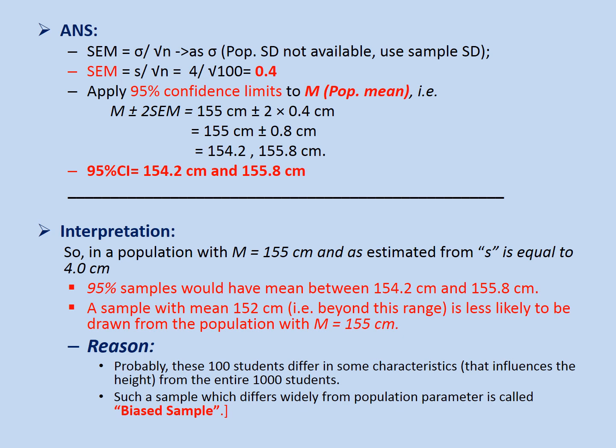That characteristic may influence the height compared with the entire 1000 students. So what could be the possible reasons? Such a sample that differs widely from the population parameters is called a biased sample. This bias may be because the sample selected from those 1000 students has a larger number of girls, and we usually think the average height of girls is less, so that may be the biased sample, having more girls in that particular sample. This is how you can explain your results and common and uncommon samples.